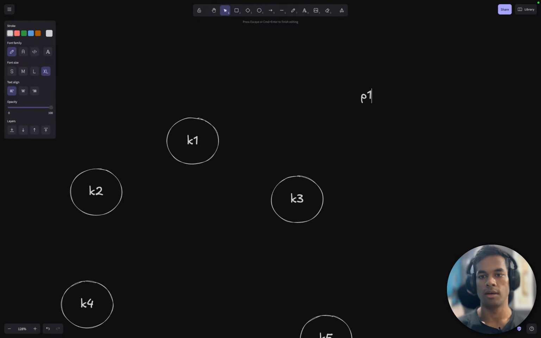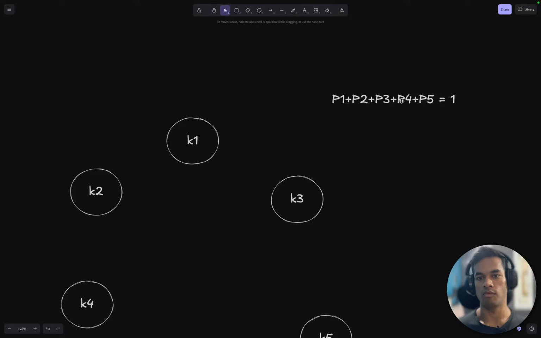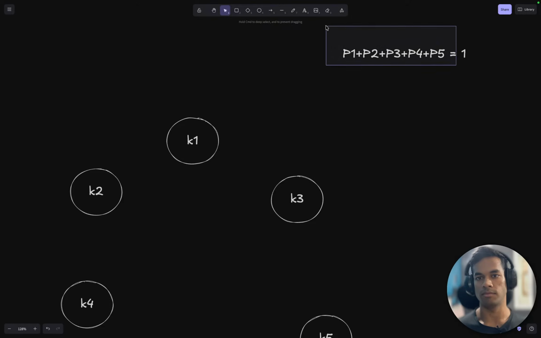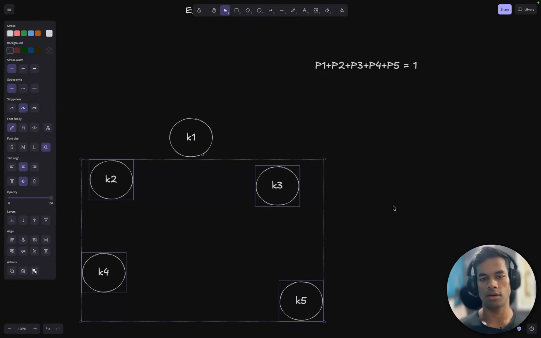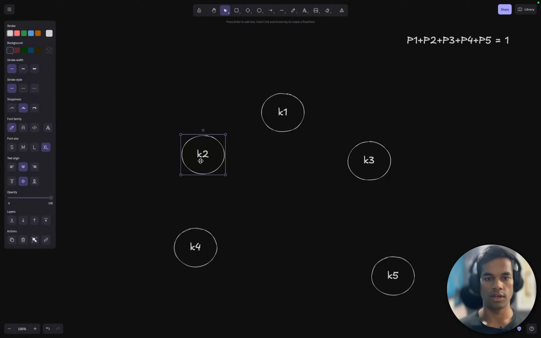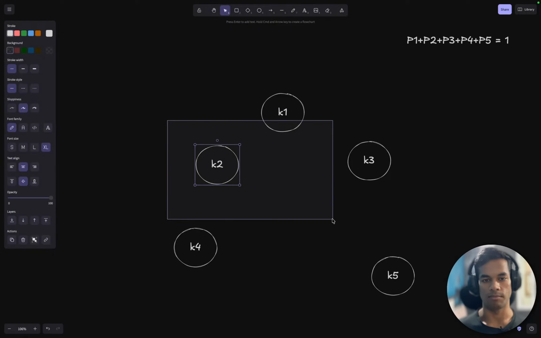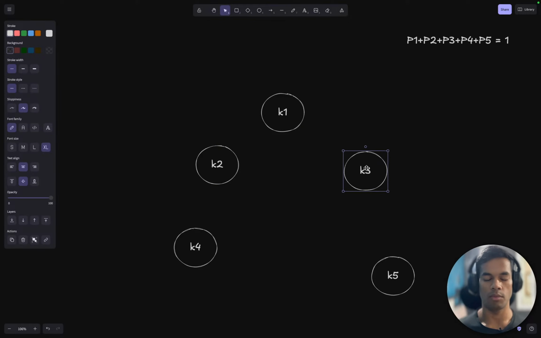When we add p1 plus p2 plus p3 plus p4 plus p5, we will get 1. So we have to assign some values to these, and I guess these values would be fine. I think we do not have to actually use some values here, and we can work with these. Let's say we do have an optimal binary search tree.